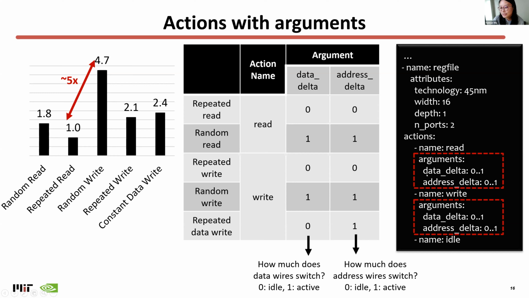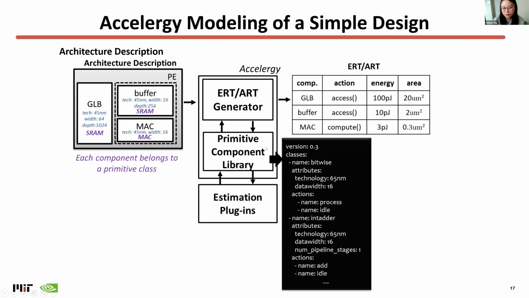And you can see the data delta and address delta arguments specified here. And the dots after the data delta basically mean the range. So in this example, the data delta can go from 0 to 1. And as I have mentioned, you can imagine you have a network component which can multicast to 1,000 different destinations. And in that case, if you want to fine-grain classify the different transfer behaviors, you could have an argument of number of destinations with a range from 0 to 100. So this is a high-level introduction to what a primitive component library can look like.